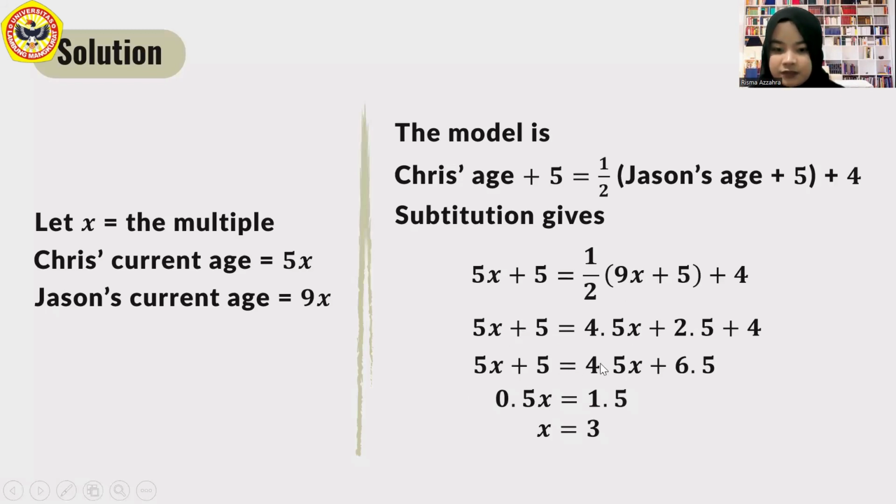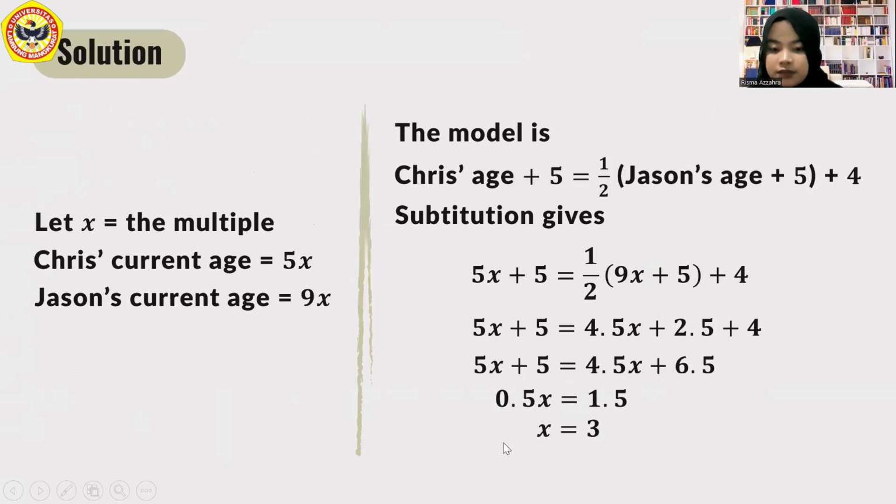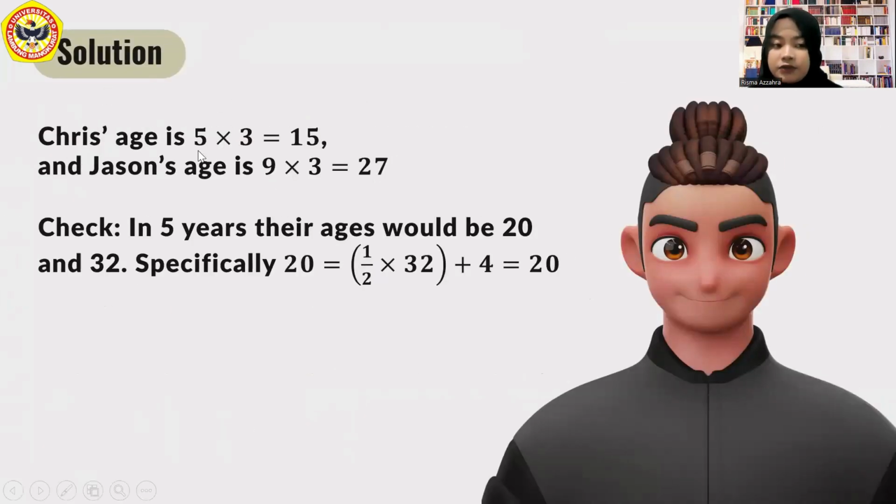So 5x minus 4.5x is 0.5x, equals 6.5 minus 5, so equals 1.5. So the x is 3. So Chris' age is 5x, so 5 times 3 equals 15. And Jason's age is 9x, so 9 times 3 is 27.